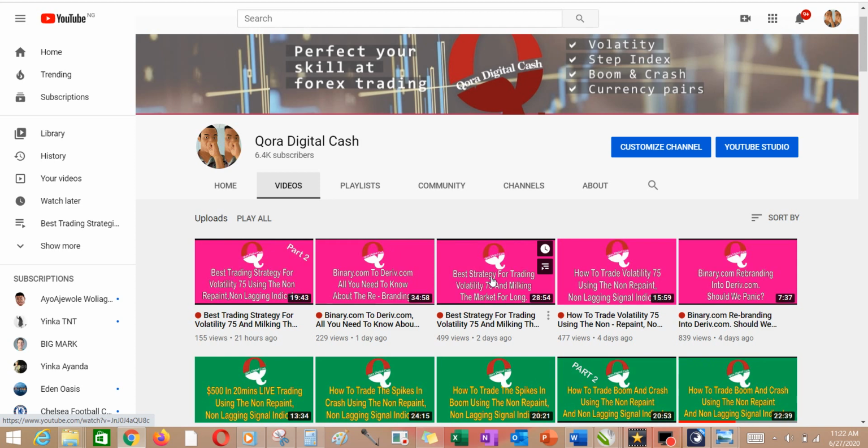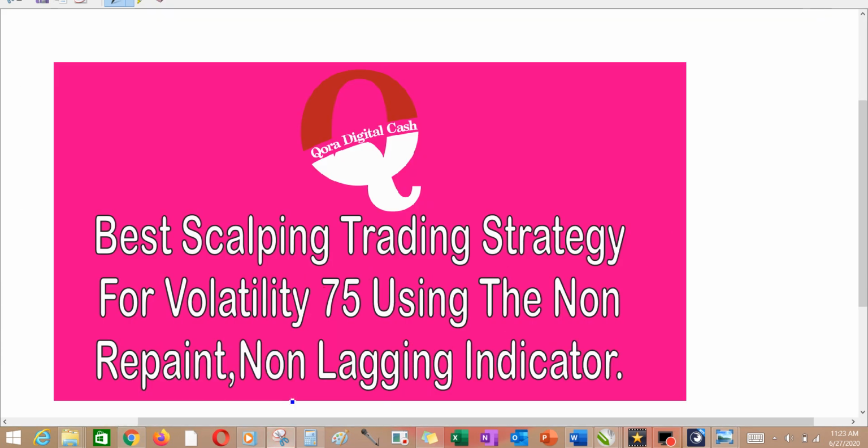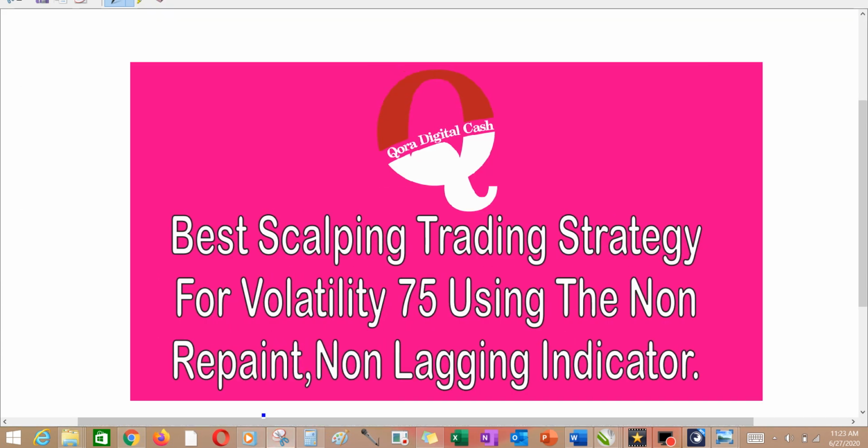So today we'll be looking at something else. We'll be looking at how you can scalp it for those that are having small trading capital, or for those that are yet to develop confidence in trading volatility 75. So you need to scalp it for a while in order to grow your capital, or in order for you to gain more confidence, or to develop more confidence in trading it.